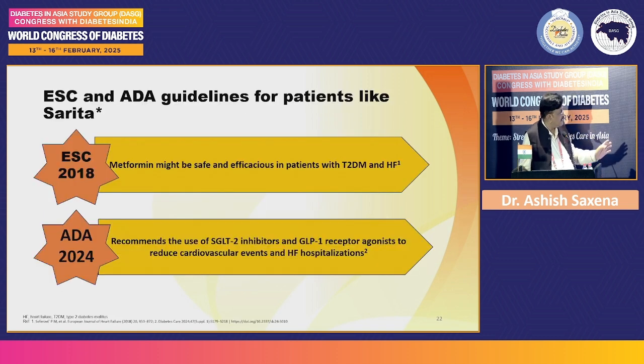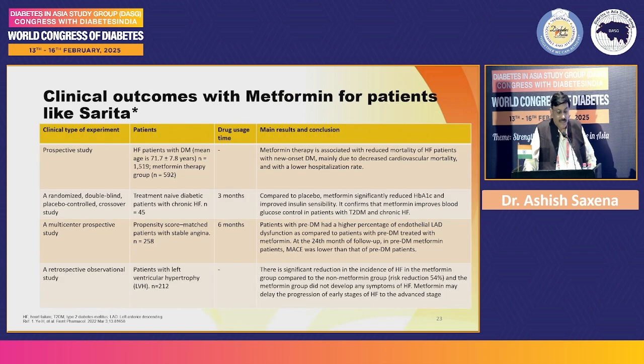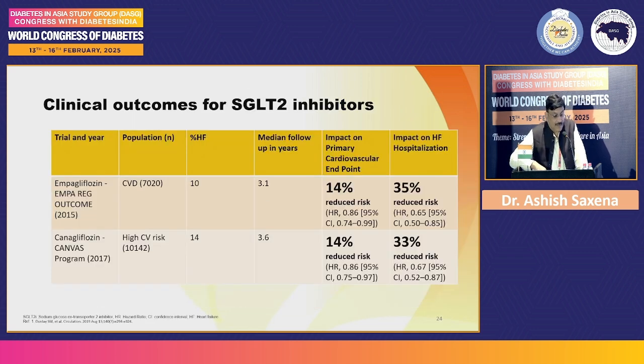Now, according to the guidelines, European Society and ADA guidelines, metformin may be safe for these types of patients in heart failure, and ADA also recommends SGLT2 and GLP-1 for reducing cardiovascular events and heart failure. When we look at the prospective studies done with metformin, it turned out that metformin is one of the very safe drugs which actually helps in cardiovascular remodeling. When we come to the EMPA-REG trial and the CANVAS trial, there is a 14% risk reduction and 35% reduction in hospitalization. So SGLT2 inhibitors are playing a very, very important role in heart failure and diabetic patients.